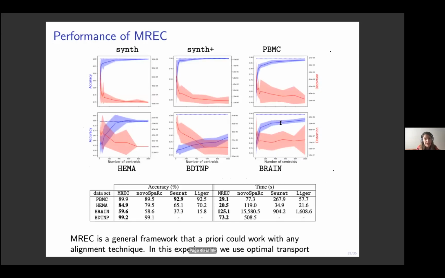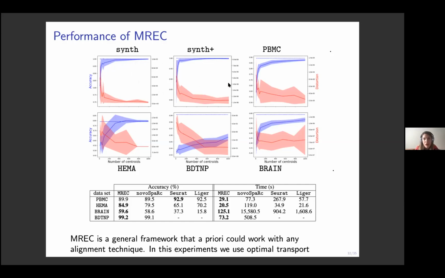But the nice thing about this recursive decomposition is that you can actually run it on very large data sets where sometimes the state-of-the-art procedures cannot be run because they're just too slow. And for different data sets, here I show how the accuracy improves when I increase the number of centroids.